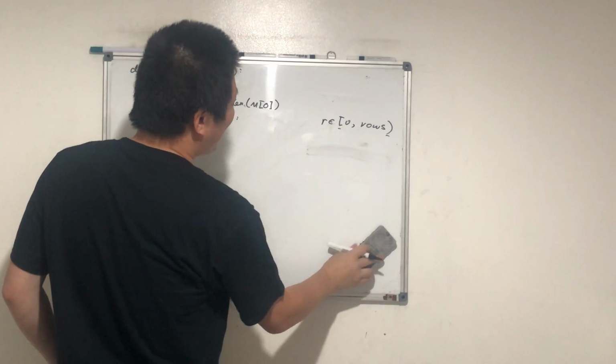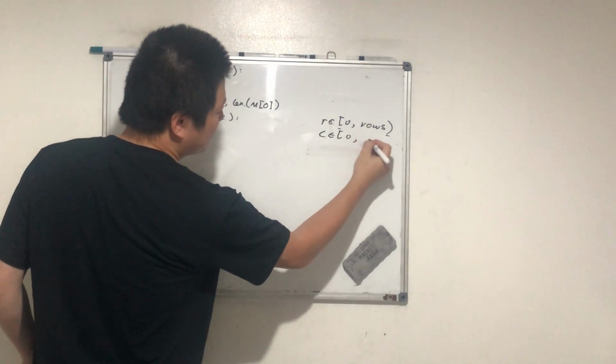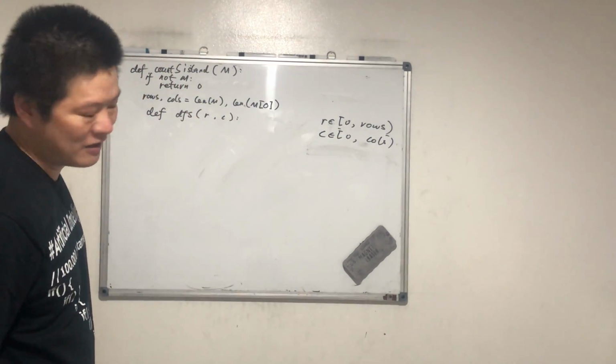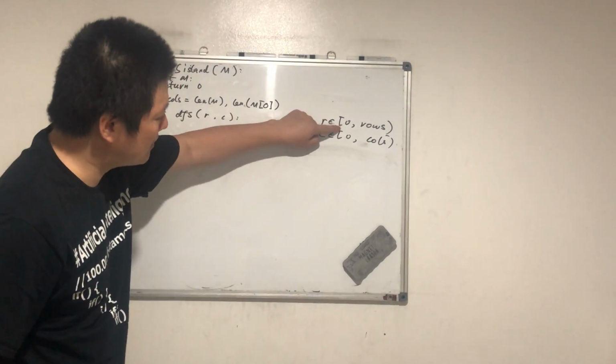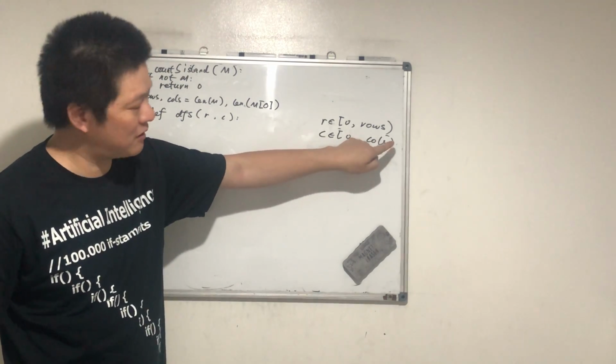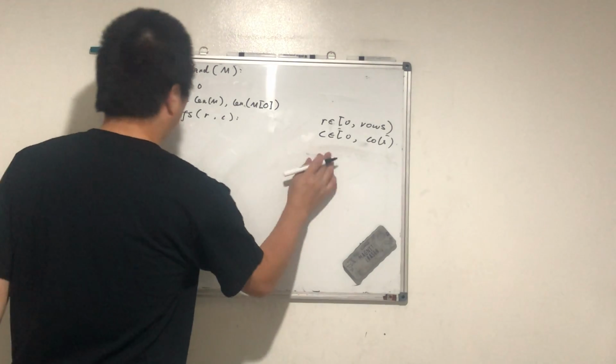Yeah. Okay, and then these columns. What's the range? It's the same. 0 to columns. So what's the maximum of C? It can't be equal to columns. So columns minus 1. Okay, that's it.